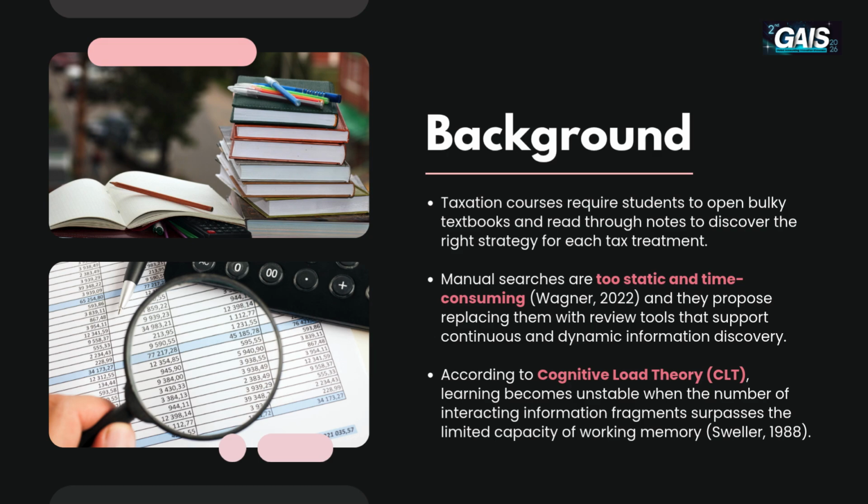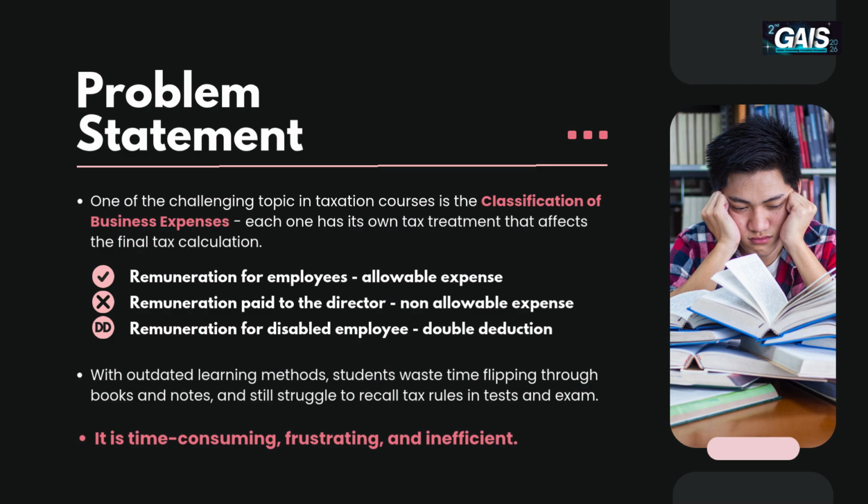In taxation courses, students often rely on bulky textbooks and lengthy notes just to determine the correct tax treatment. According to cognitive load theory, when students must process too many pieces of information at once, their learning becomes less effective. One particularly challenging topic is the classification of business expenses. For example, remuneration paid to employees is allowable, remuneration paid to directors may not be allowable, while remuneration for disabled employees qualifies for double deduction. Because of these subtle differences, students spend a lot of time flipping through pages and often become frustrated and confused.